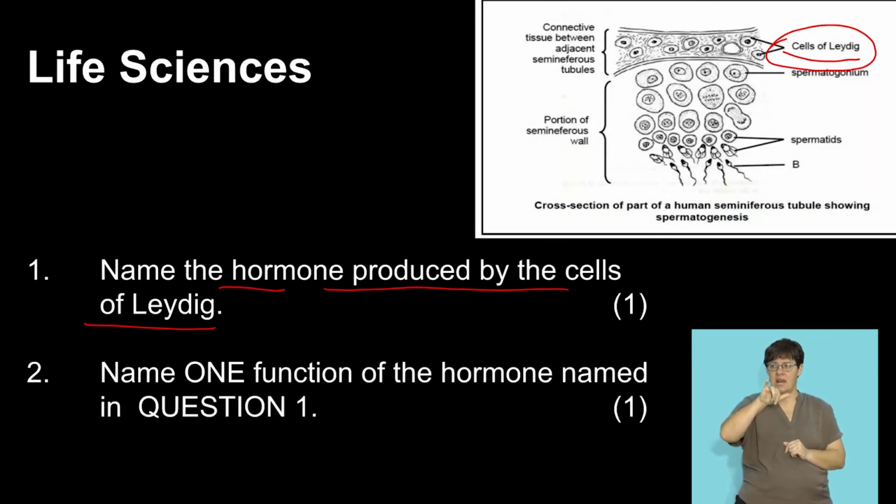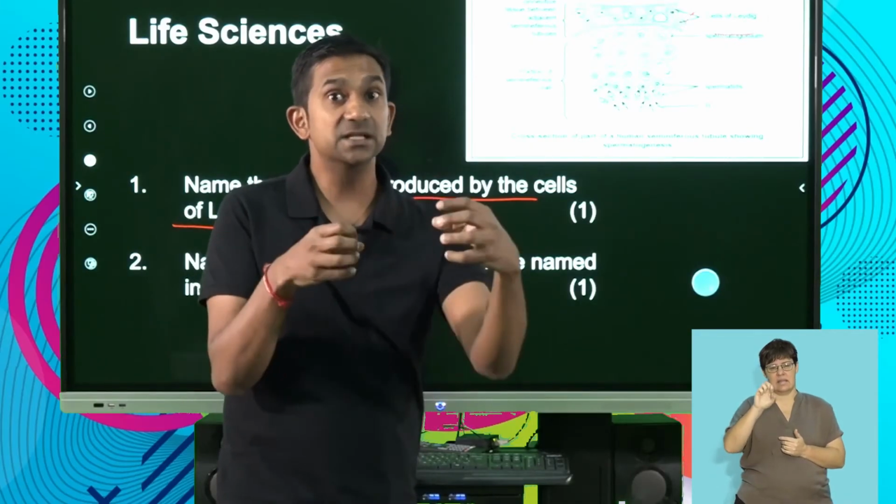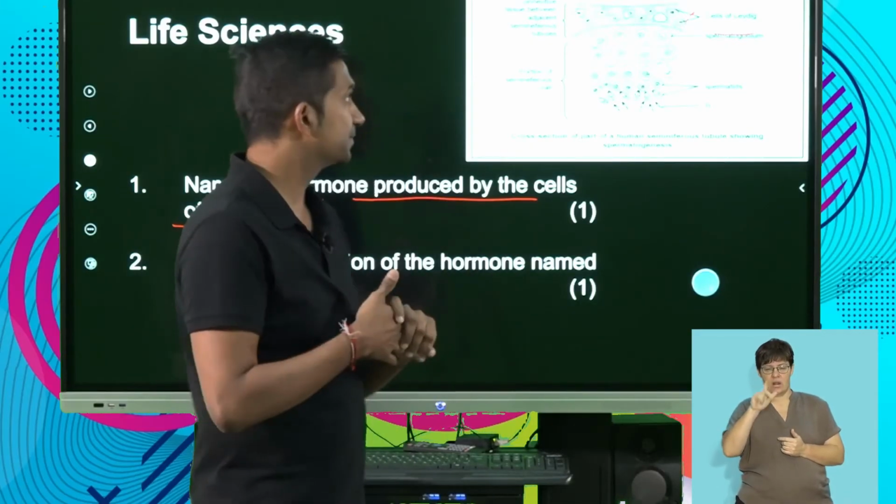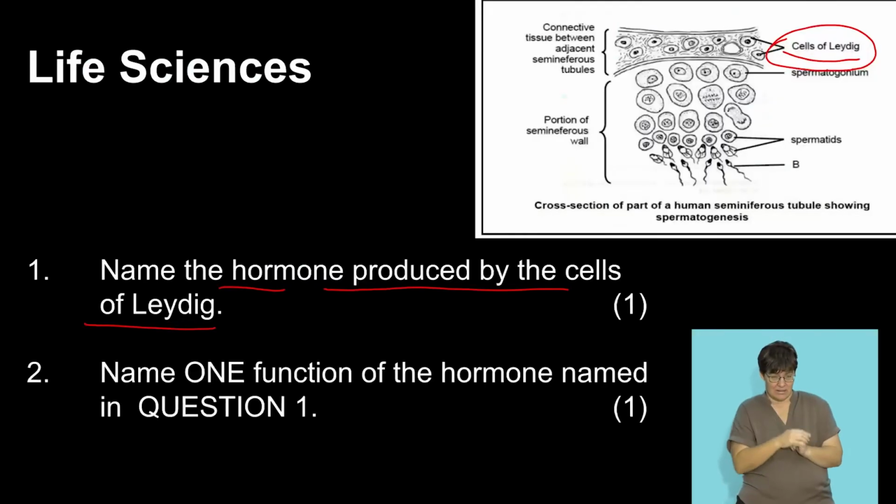In some books it's referred to as the interstitial cells. Interstitial meaning cells between the seminiferous tubules. So in this diagram, the hormone produced by these Leydig cells is testosterone. And so the testosterone is produced by these cells that then enter into the seminiferous tubules, stimulating the process of spermatogenesis or sperm formation. Okay, so that is testosterone.